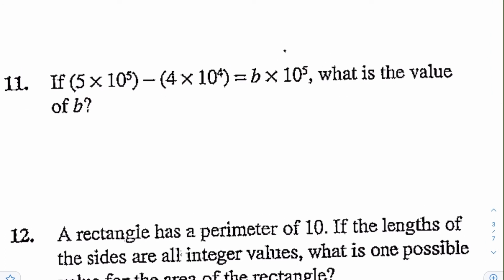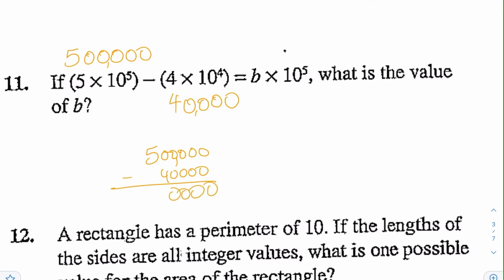All right, so for this question, you have a couple of things multiplied by powers of 10. So here you can just write out the number. When you multiply by a power of 10, you just move the decimal point. So this 5 becomes 5 followed by 5 zeros, or 500,000. And subtracting this 4 followed by 4 zeros, or 40,000. So that's 500,000 minus 40,000 when you line up the place values. And you get 460,000.